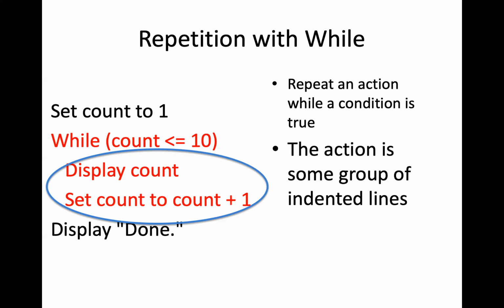And how we can tell what's part of the action part of this is because it's indented out. So the 2 lines of pseudocode in the blue oval here, following the line with the while, is the action part of this while loop. And then those are going to execute while the condition is true.